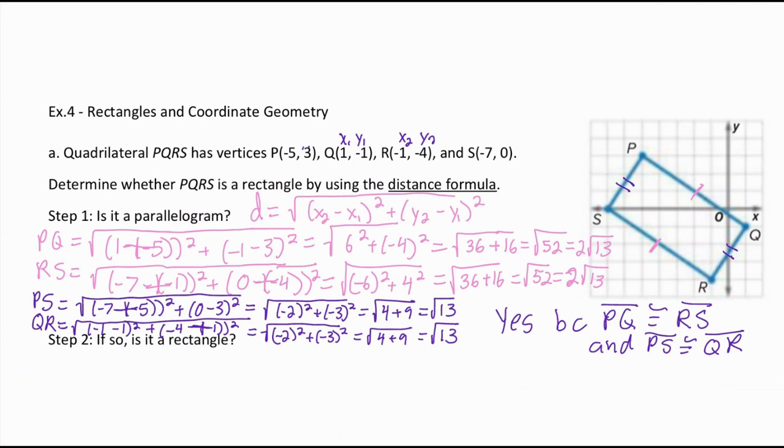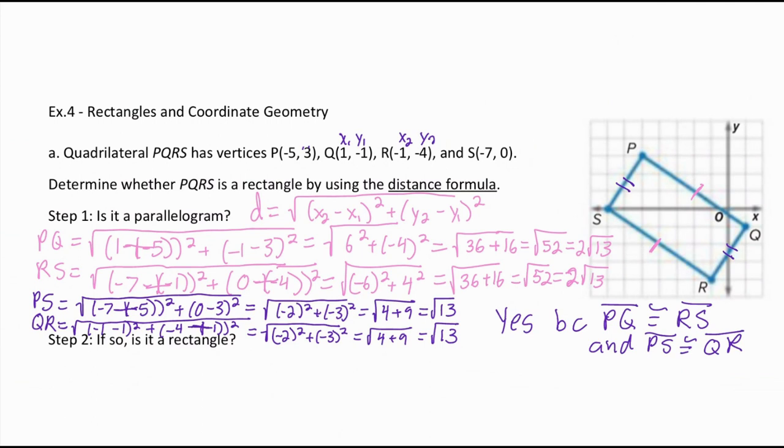rectangle. Are all parallelograms rectangles? No. And so we're still using the distance formula. So what is congruent that is going to make something a rectangle? Well, both sides are congruent, but I mean, every side. Yeah, but we're using the distance formula. Can the distance formula prove right angles? No.